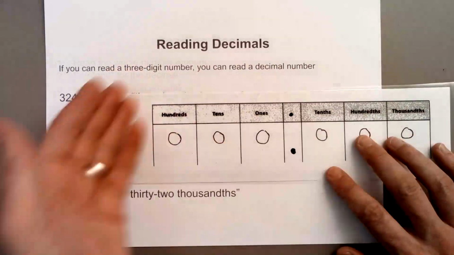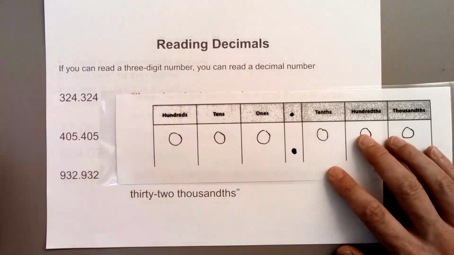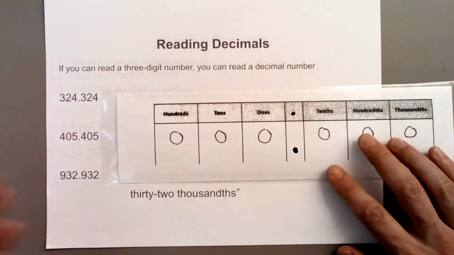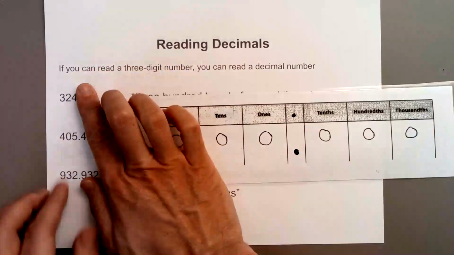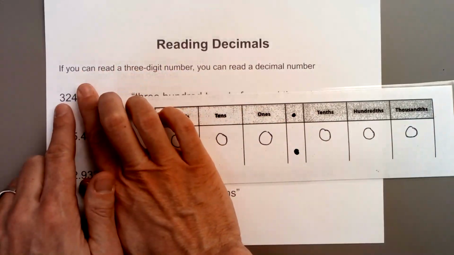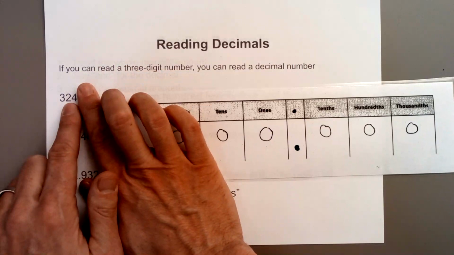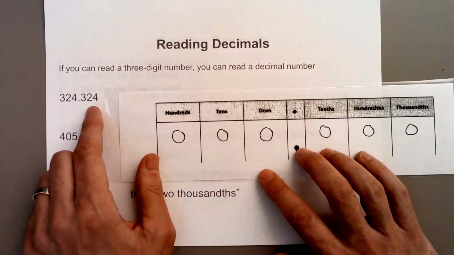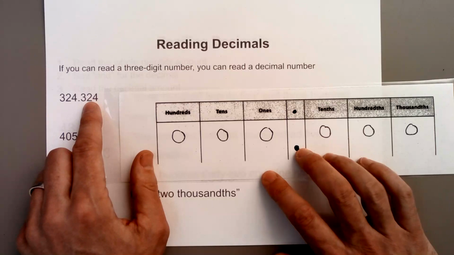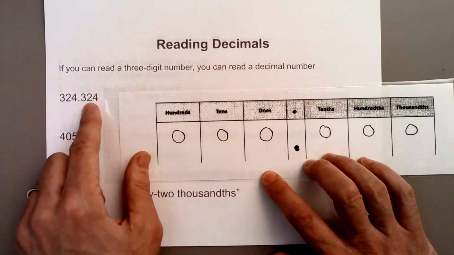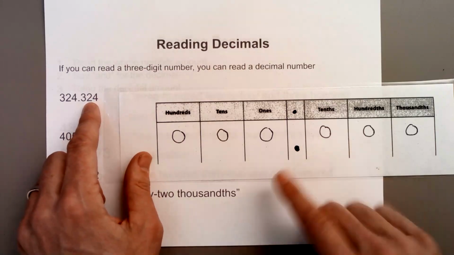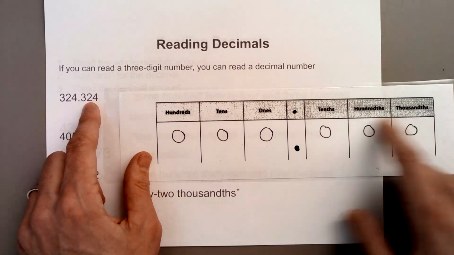If you can read a 3-digit number, you can read a decimal number. Here's what I mean by that. If we were just looking at this number, 324, you read that 324, right? Well, that's all you're going to do when you read this 3-digit number in the decimal place, except since it's in a decimal place, we need to say the name of the last place value where there's a digit.